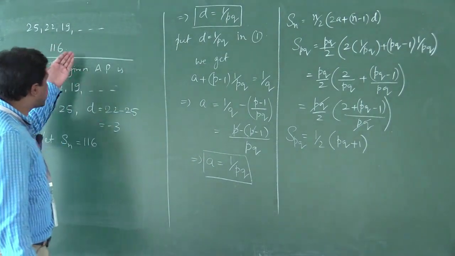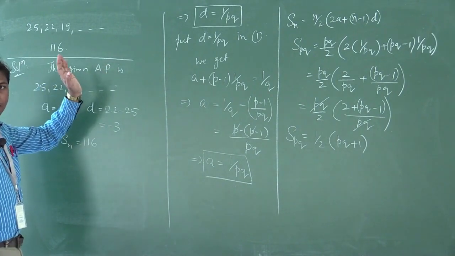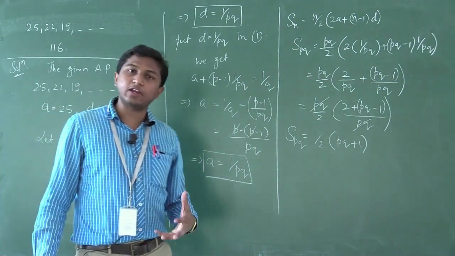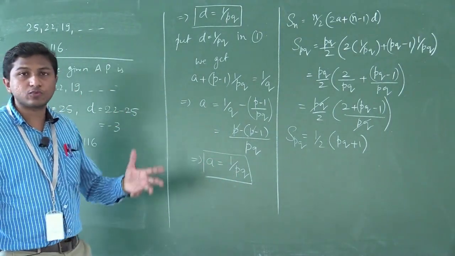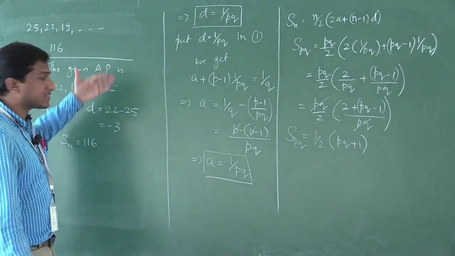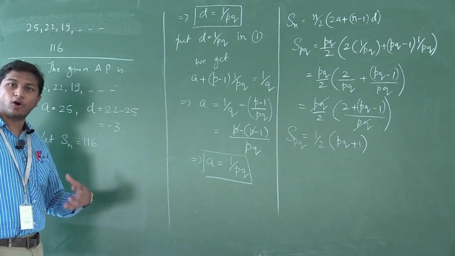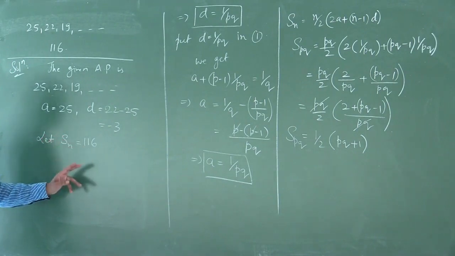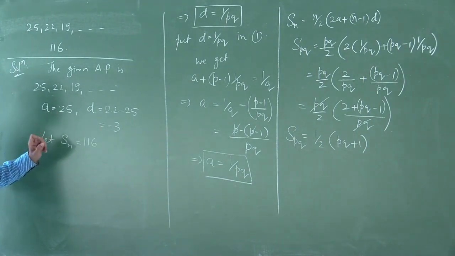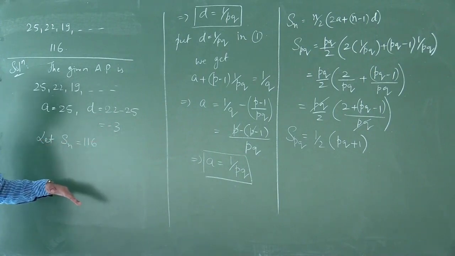To find the last term of this AP such that the sum is 116, we first need to find the value of n. Once we find n, we can find the last term by using the general term of an AP. For now, to find n, we have Sn equals 116, A equals 25, and D equals minus 3.